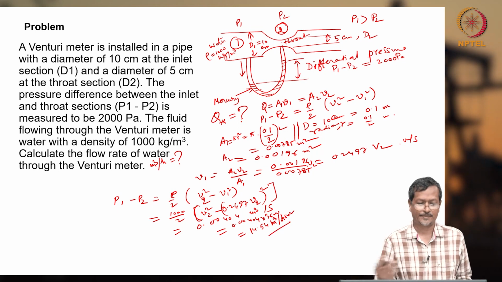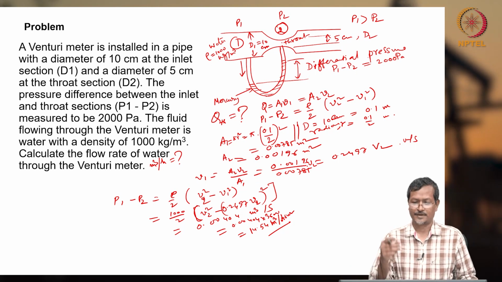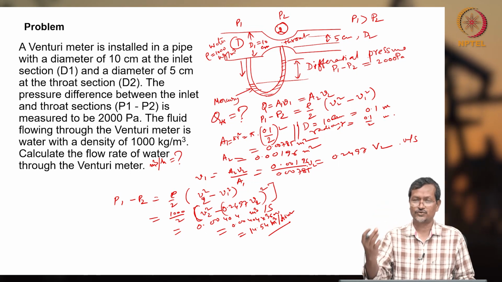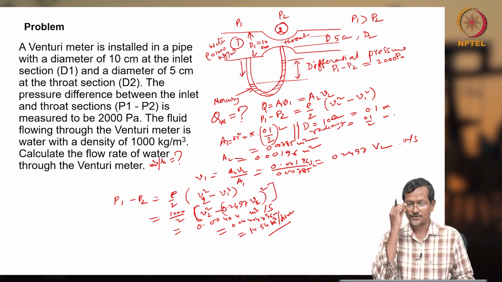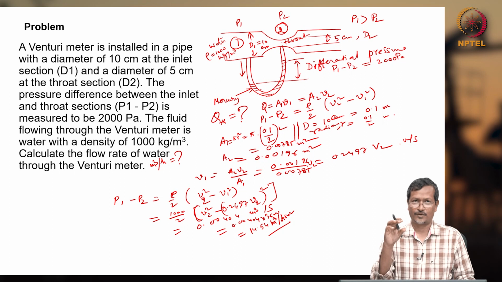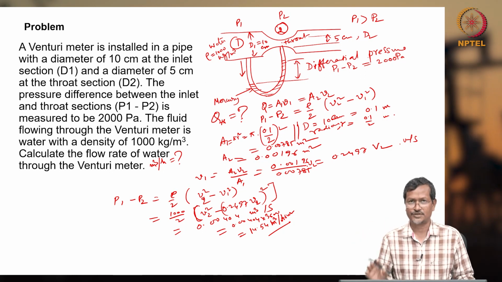So I can change some data, you can modify the problem. Sometimes I can give mercury column difference also, in terms of Hg. So if I give Hg column difference instead of giving directly Pascal, in that case you have to convert, using H rho G, with rho mercury and H changed, and then calculate differential pressure.